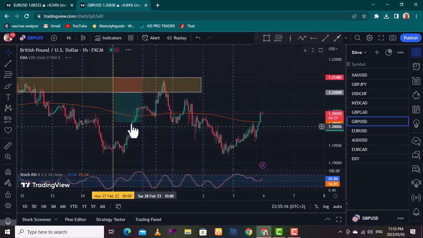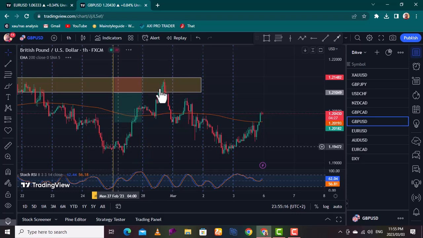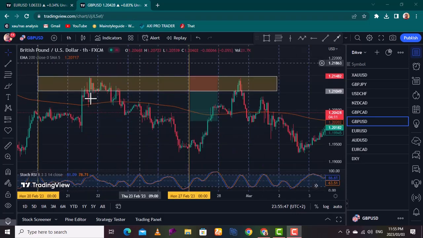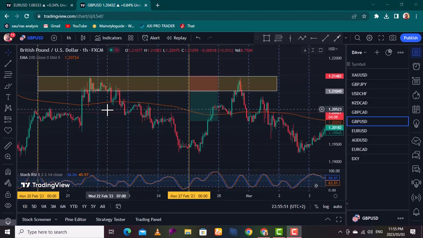Okay, it was just 2 moves back up into my point of interest. And in my point of interest, you also find the opening price of Wednesday and the closing price of Tuesday. We find the high of Wednesday and the high of Tuesday, which was the high of week 9. Okay, so in your point of interest, you want to see order blocks, opening prices, closing prices. It makes the zone stronger.